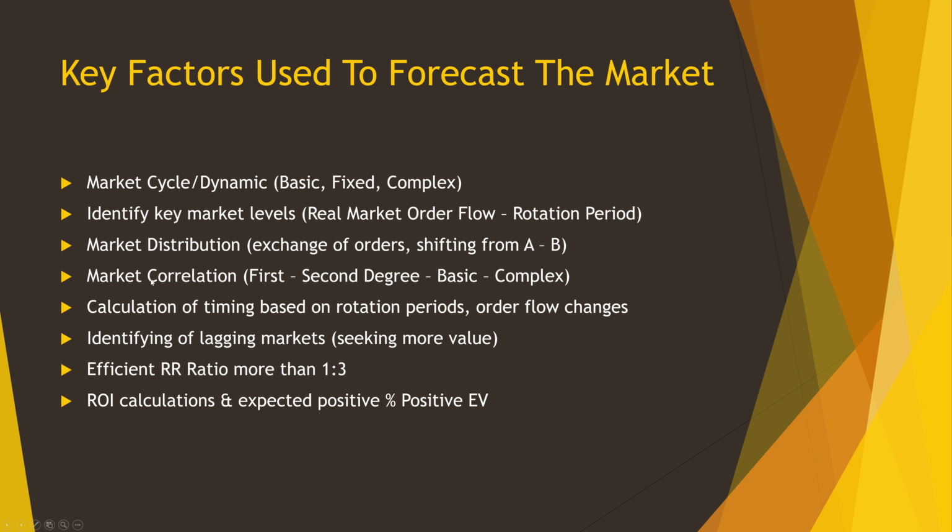Of course, we are also using market correlations. This is not what is available online for free. Market correlation can be anything between basic, first or second degree, right? And it can also be complex and different. That's why in many cases the market confuses most of the traders out there, because they don't really understand how these correlations can become complex, and they also have second degree correlations. They can become choppy in some cases. You need to understand how these things work.